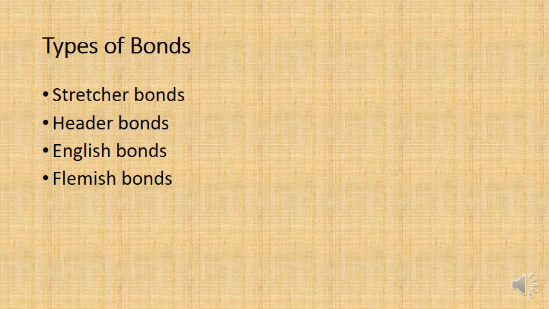I now want to talk to you about bonds. So we've looked at different materials. We've looked at stone masonry and we've looked at brick masonry or clay oven masonry. We're now going to talk about how we would put those blocks together. So a bond is basically a pattern of how the blocks are arranged.